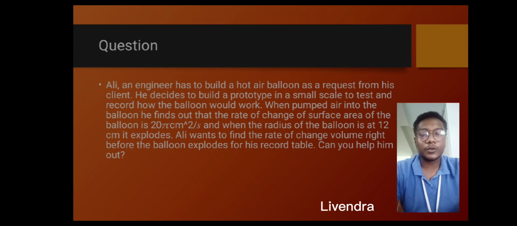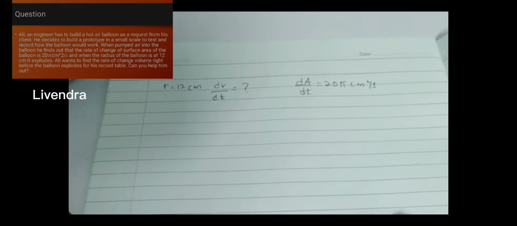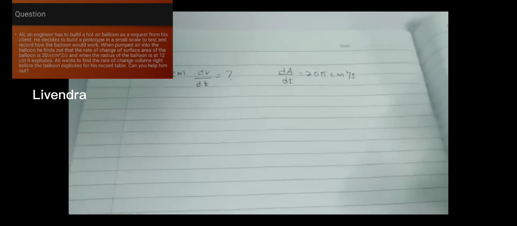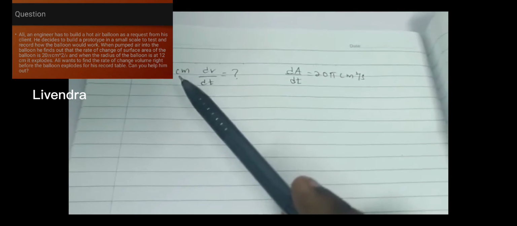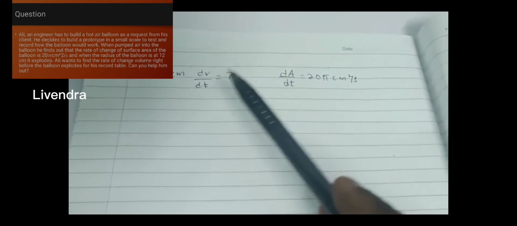Today I would like to show you how to solve a question that an engineer would solve to create a prototype of an object. This is how I would solve my chain rule questions, because this one is a chain rule question. First I would like to write what they want and what they give.